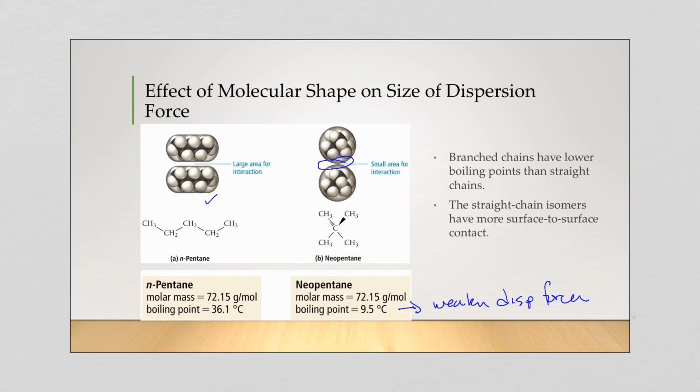So stronger dispersion forces in these long skinny molecules lead to a higher boiling point. Weaker dispersion forces because of the lower contact lead to a lower boiling point. And so this is how shape can play a little bit of a role here.